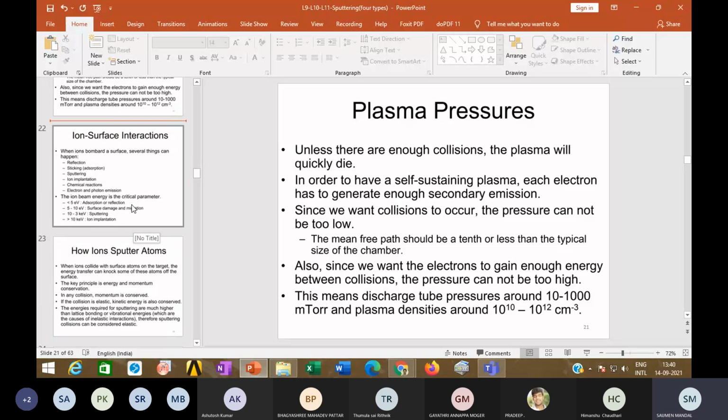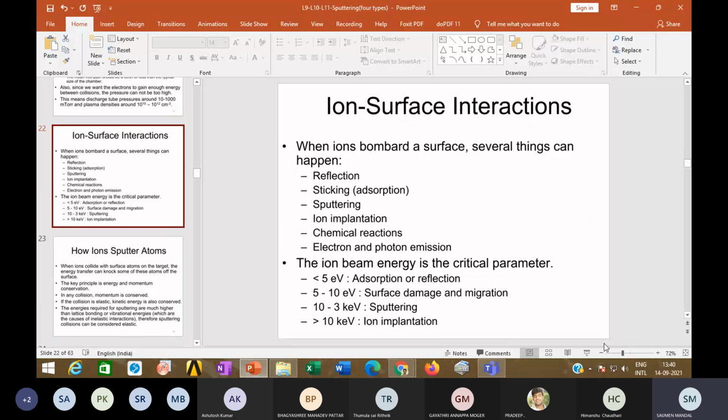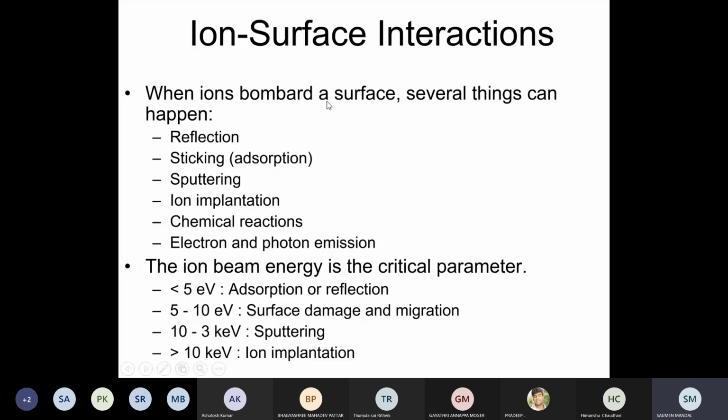Now, ion surface interaction. What is happening when an ion bombards a surface? Several things can happen: reflection, sticking, sputtering, ion implantation, chemical reaction, and electron and photon emission.